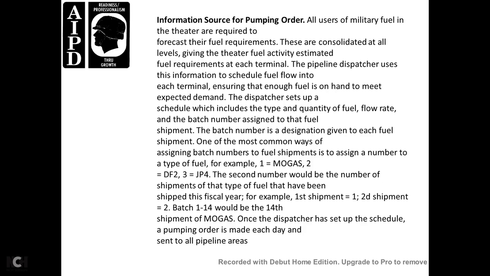The second number is the number of the shipment of that type of fuel that has been shipped in the year. For example, the first shipment of diesel would be 2-1, and batch 1-14 would be the 14th shipment of MoGas. Once the dispatcher has set up the schedule, the pumping order is made each day and sent to all pipeline areas.